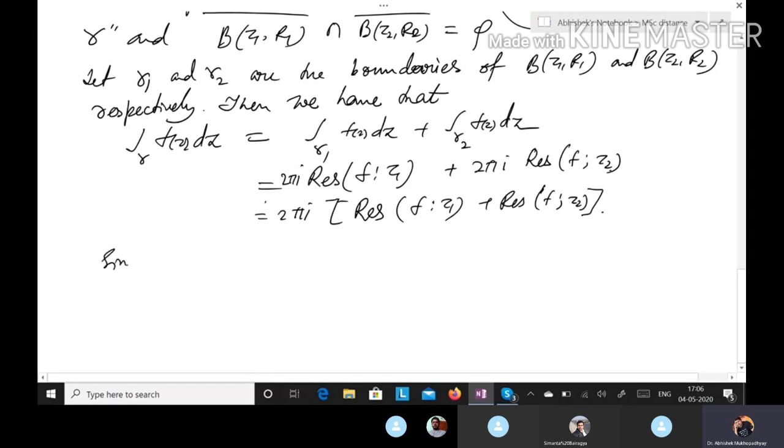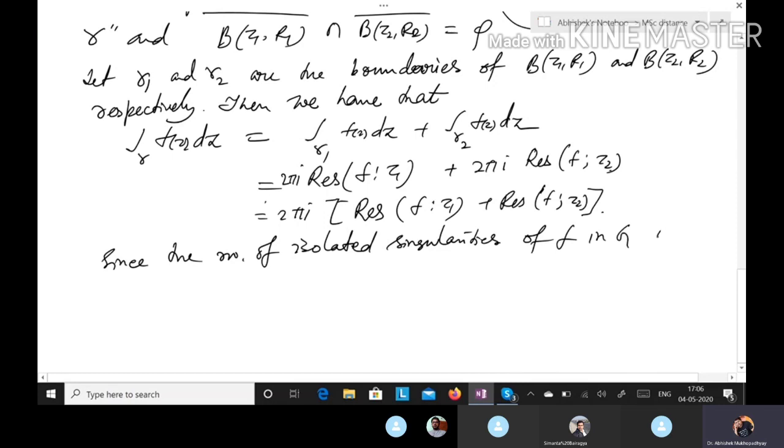So since the number of isolated singularities of f in G in the interior of gamma is finite, the process must terminate.